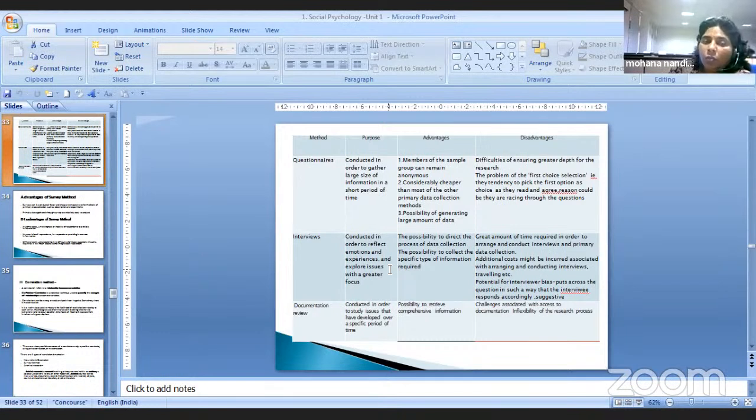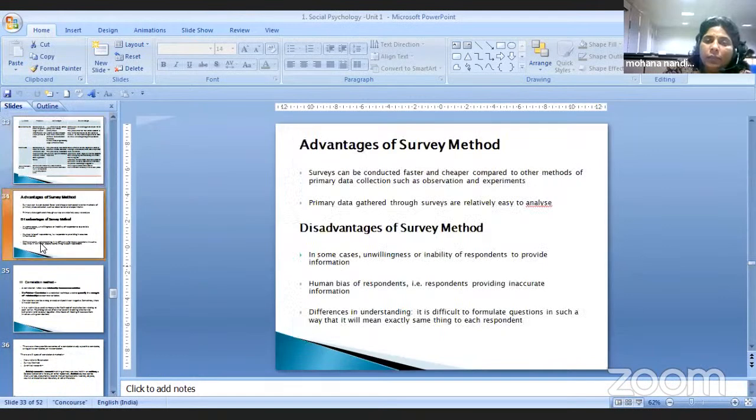Next, we'll come to the documentation review. Documentation review is conducted in order to study issues that have developed over a specific period of time. So once upon a time, what happened? Here, it is completely possible to retrieve the information comprehensively. What are the challenges here? These are the challenges associated with excessive documentation and inflexibility of the research process. Here we don't have any control over things. Here we need to go ahead with the person, the way completely based on the previous information.